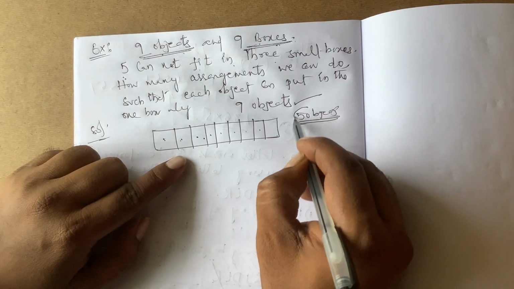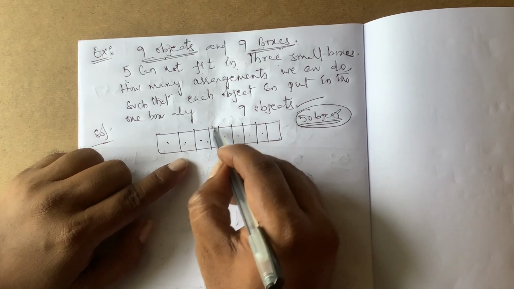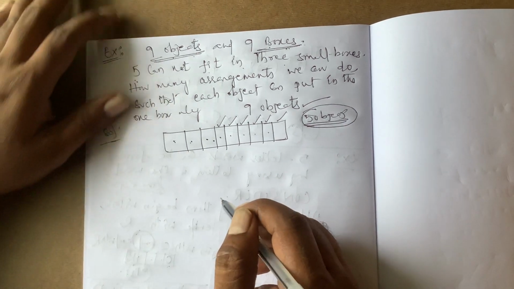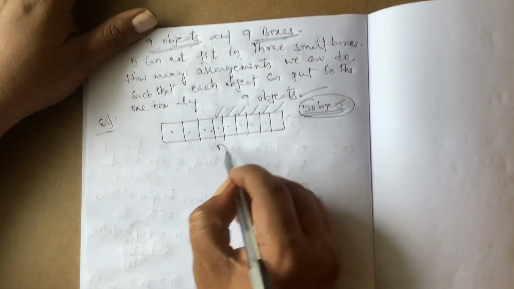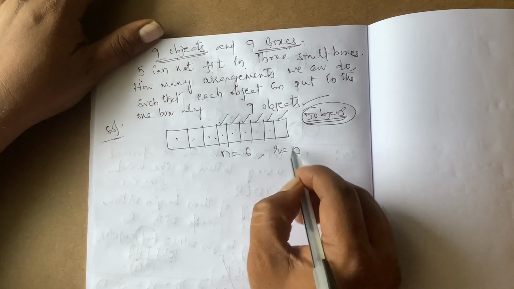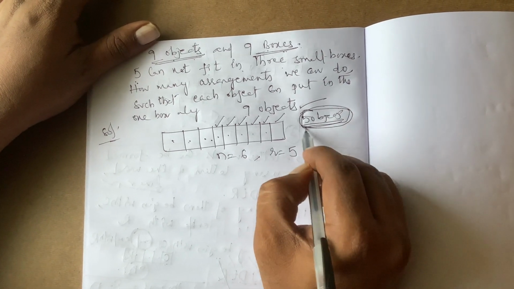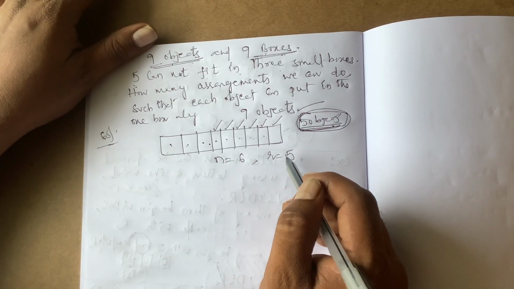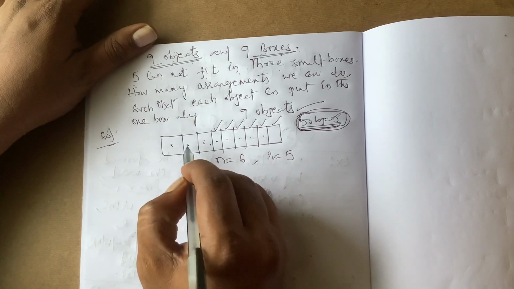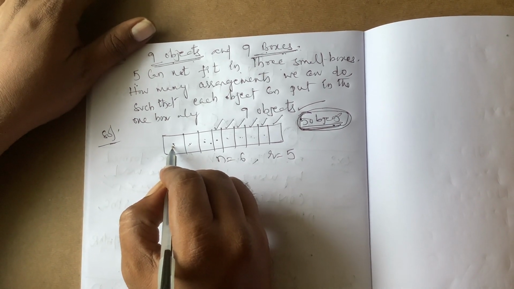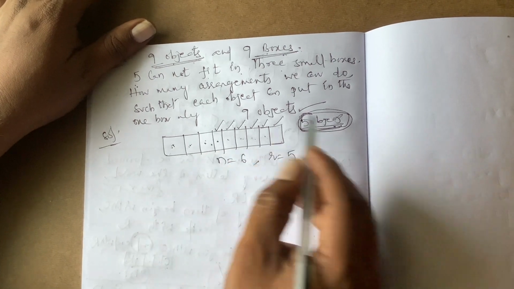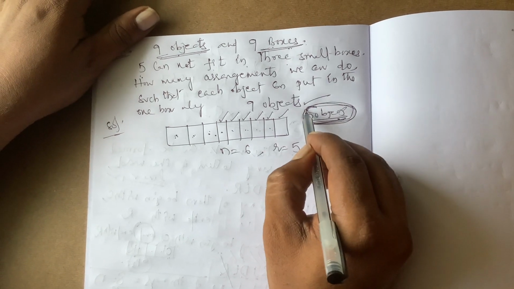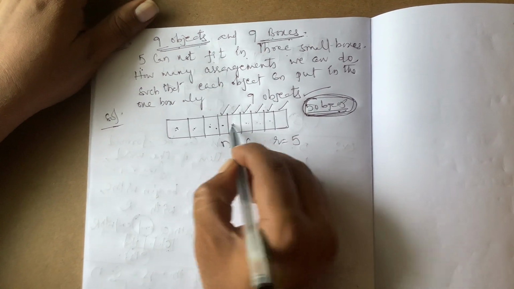Means these 5 objects I can fill only in the 6 big boxes. So here, first of all, n equals 6, r equals 5. First I can arrange these 5 objects in these 6 boxes only. How many ways can I arrange them? Since these 3 boxes are small, they are not eligible to fit these objects. So my first task is to arrange these 5 objects in the 6 boxes.